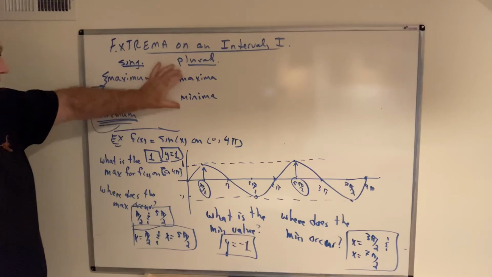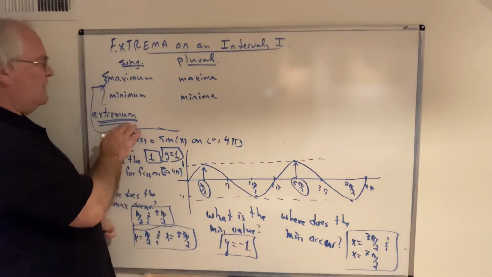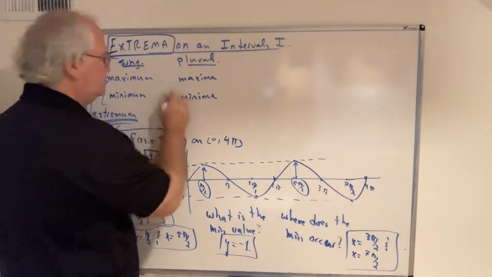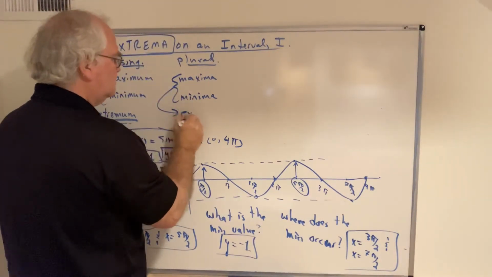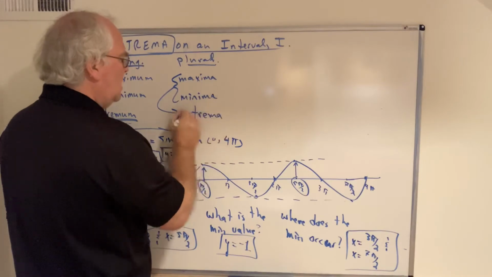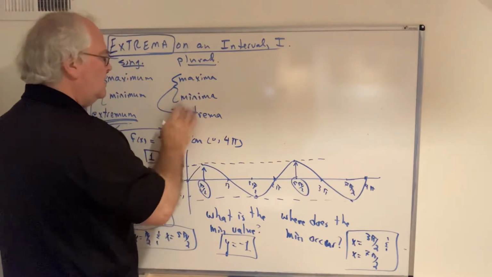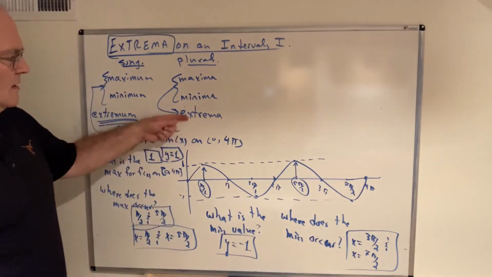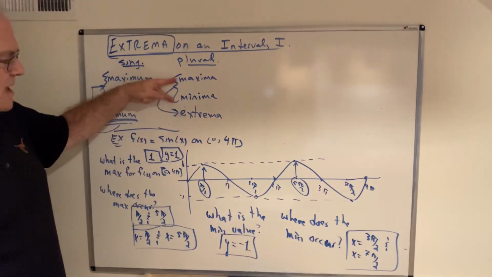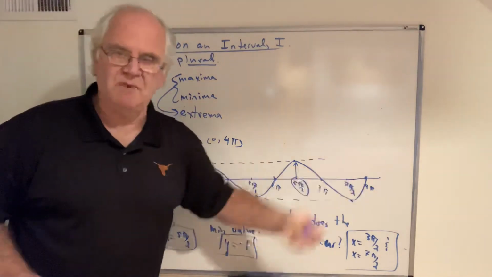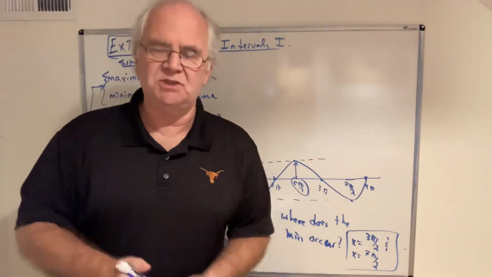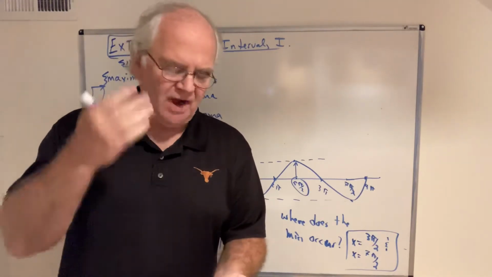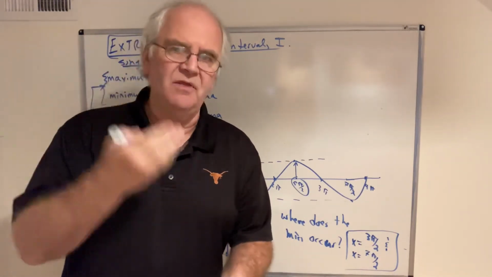If you have several of them, what's the plural of extremum? It is the word we started with. Extrema. Extrema may be either maxima or minima. So find all the extrema. That's the simplest way of stating the question. Find all extrema, which means find all the maxima, which means find all the minima.